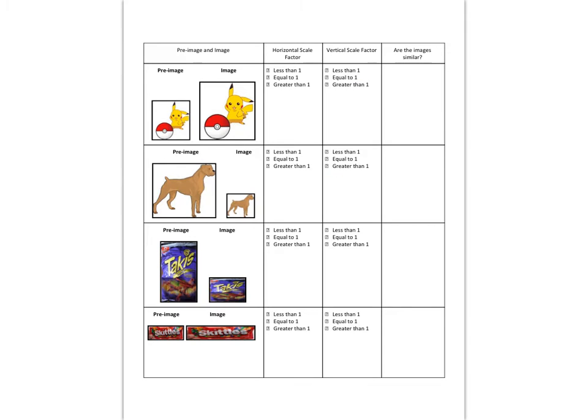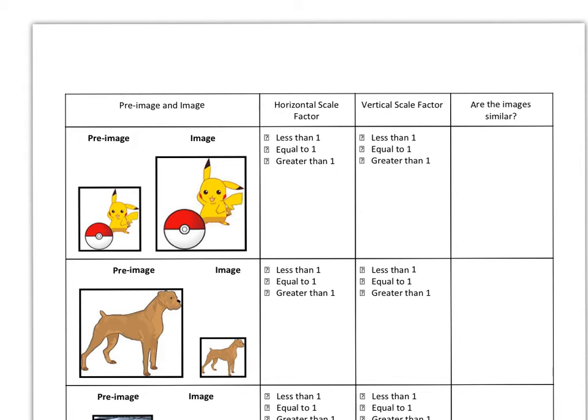Now that we know a little bit about dilations, let's talk about how the scale factor affects a dilation. And on this activity, we just are concerned with, is the scale factor greater than 1, less than 1, equal to 1, or is it even proportional? Do we have the same scale factor vertically and horizontally? So for our first example with Pikachu here, we go from small to big. And it appears that our pre-image increased by the same factor both vertically and horizontally. So in order for our pre-image to grow, we need our scale factor to be greater than 1.